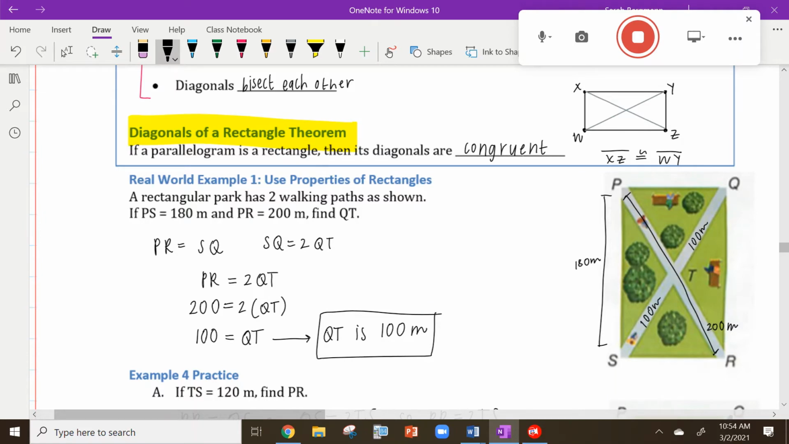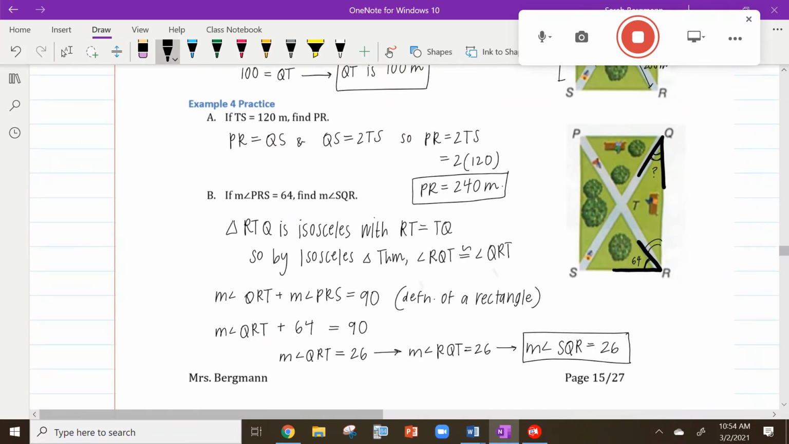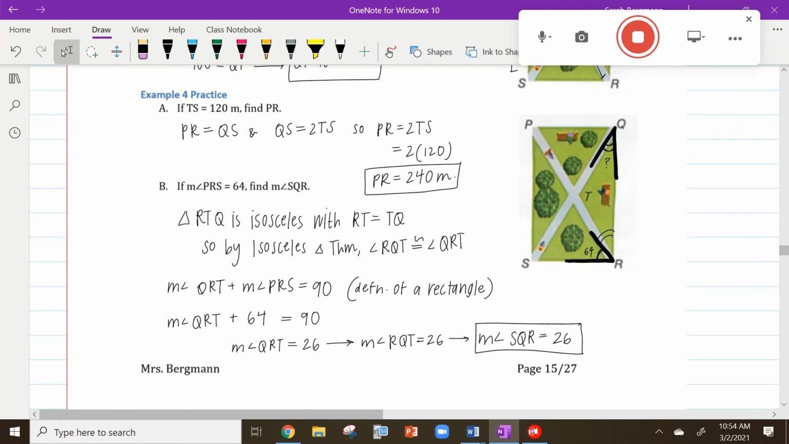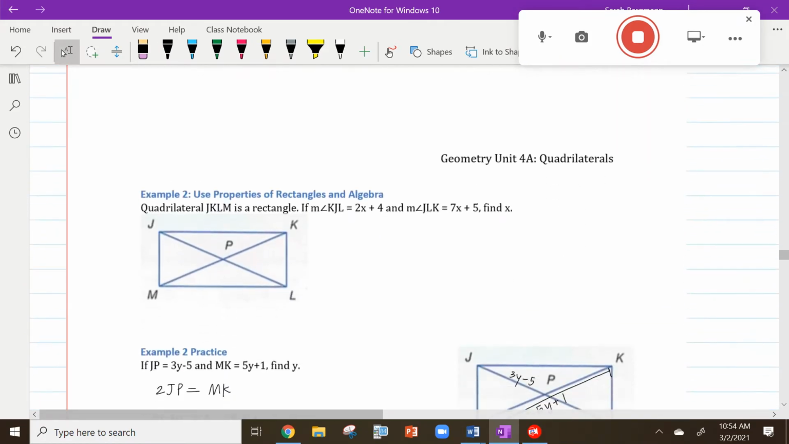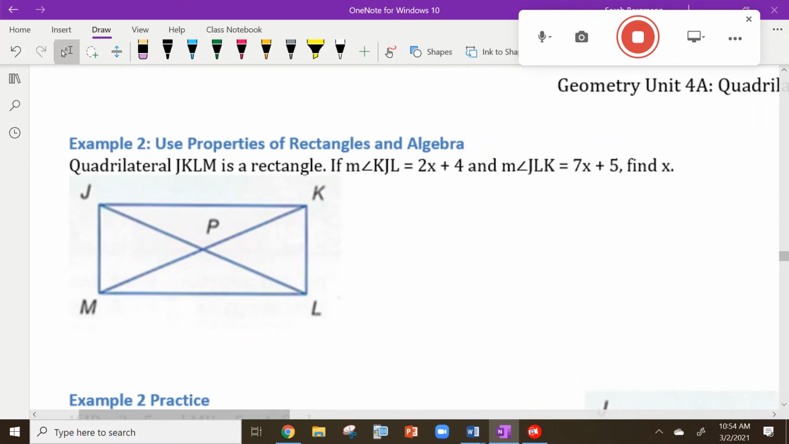Alright, try the practice problem below. Here are the correct answers. Let's do another example together.